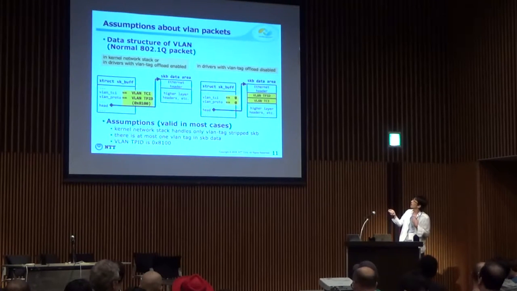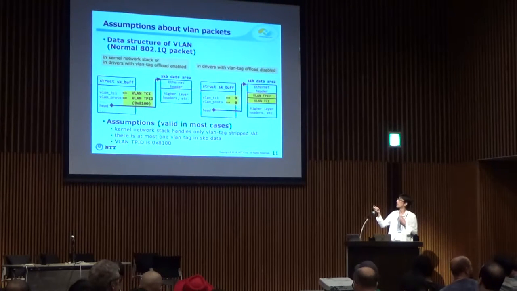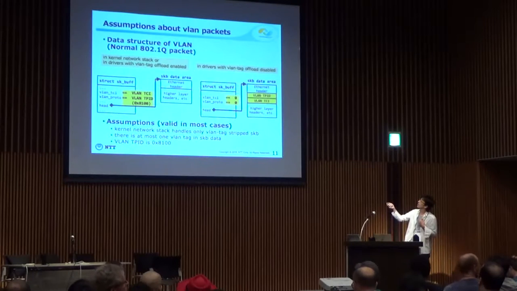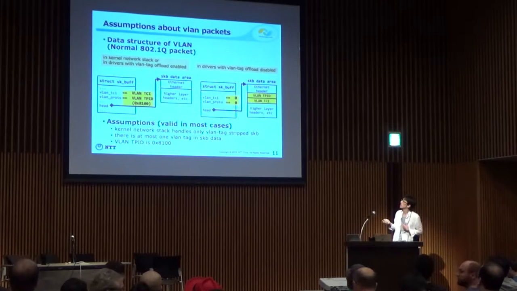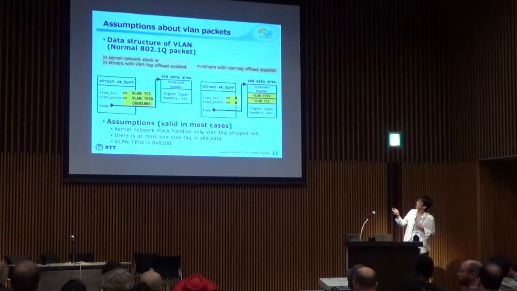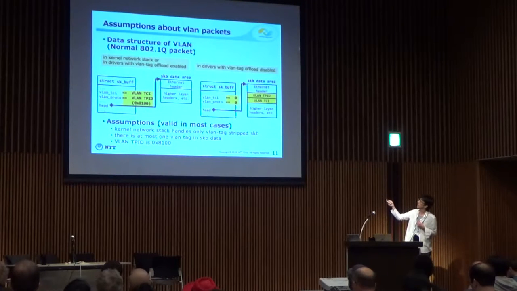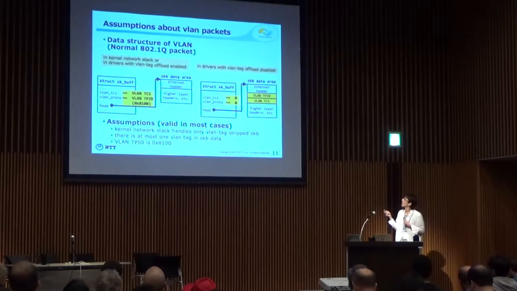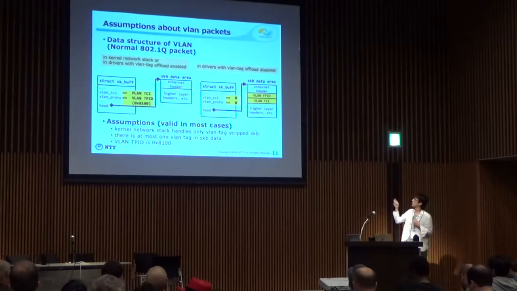So this is the memory layout of VLAN packets in the kernel. In the kernel network stack, or in drivers with VLAN tag offload enabled, the VLAN tags are embedded in struct sk_buff, and the actual packet data doesn't have a VLAN header. And in drivers with VLAN tag offload disabled, the VLAN header is embedded in the SKB data.